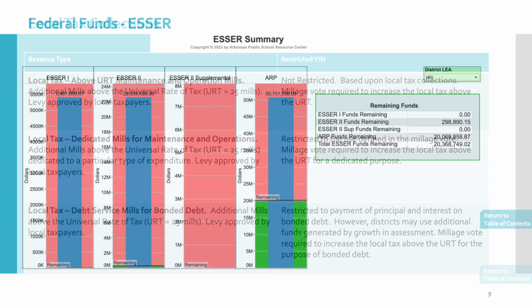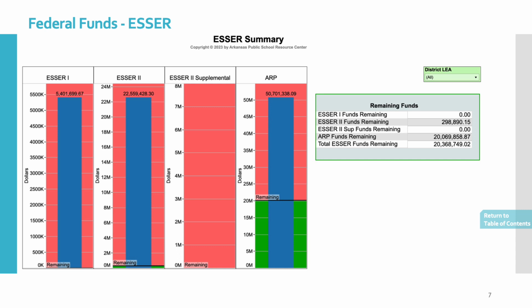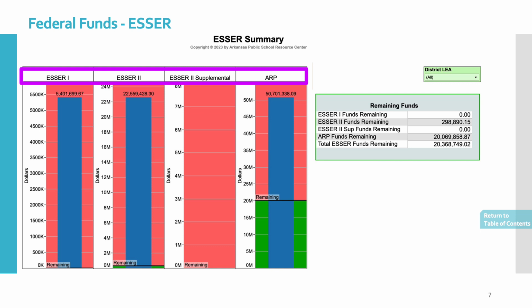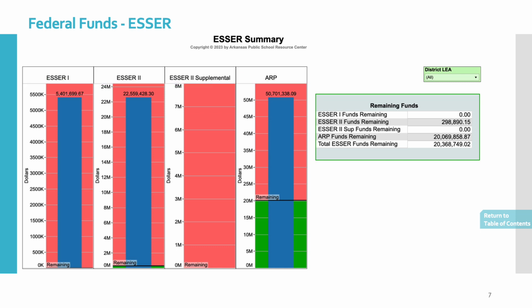So let's switch over to federal funds. This is an example of ESSER funds. That's been a hot topic for several years, and these were relief funds due to the COVID pandemic that came out. And so ESSER 1, ESSER 2, ESSER 2 supplemental, and ARP. ARP is also known as ESSER 3. So real creative with the names that we have.